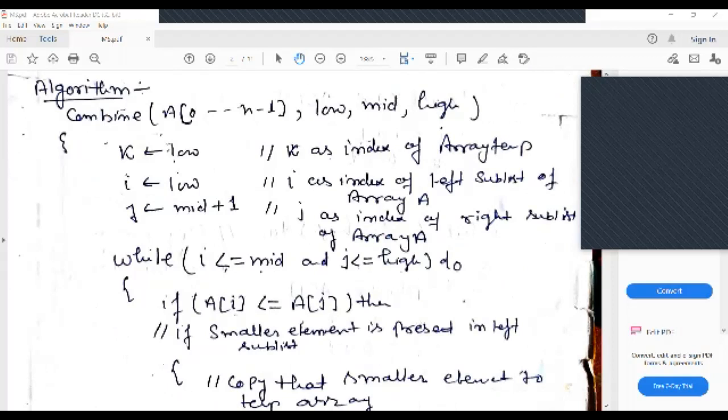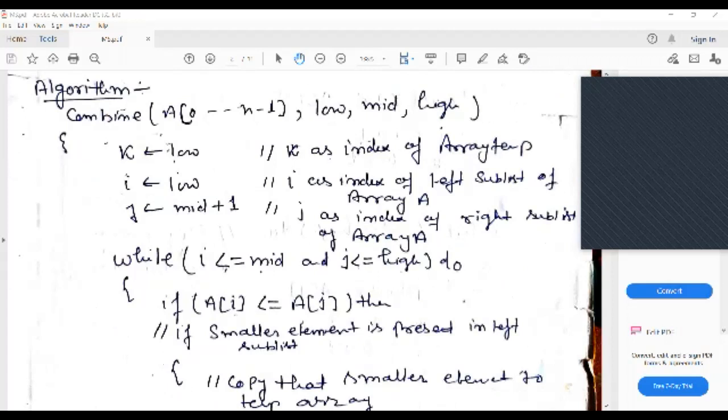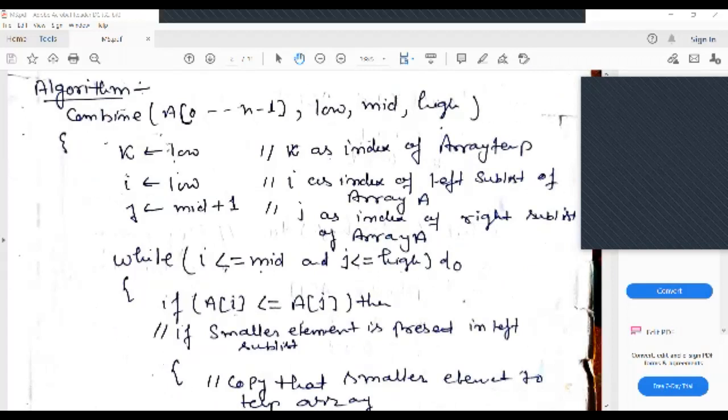You are taking a temporary array, whose index is being defined by K. So you have been initializing the index of the array to the low, which you are passing to this combine procedure. So K is the index of the temporary array, which is being initialized by the index of the low. Suppose 1 is the low index. Again, I is another variable, a counter type of variable.